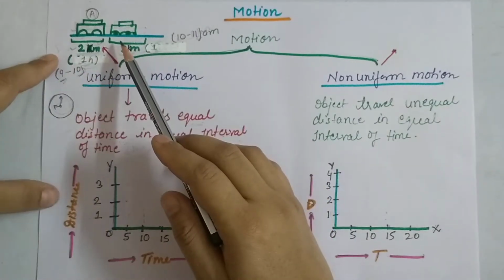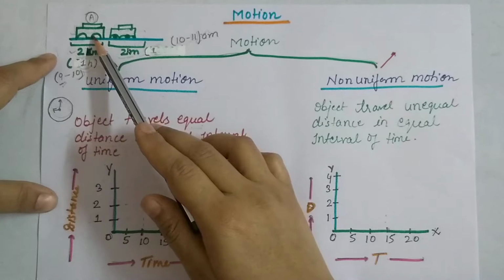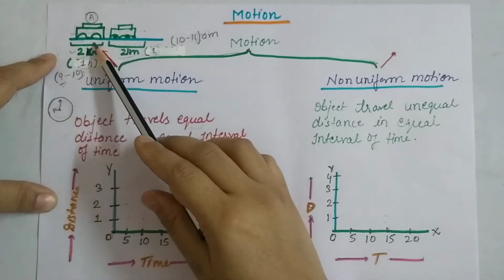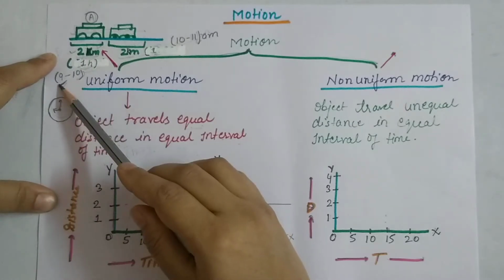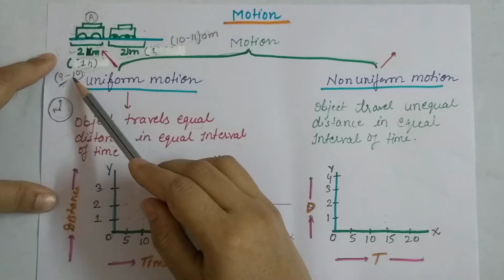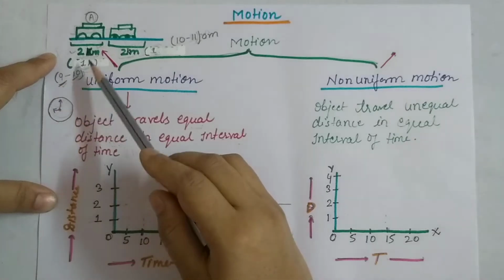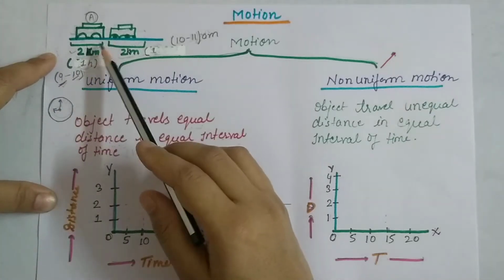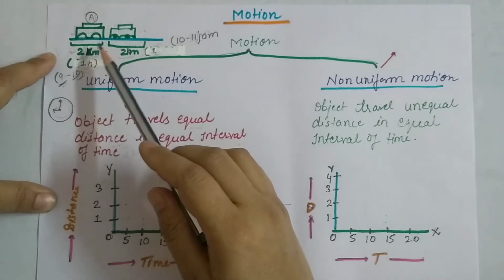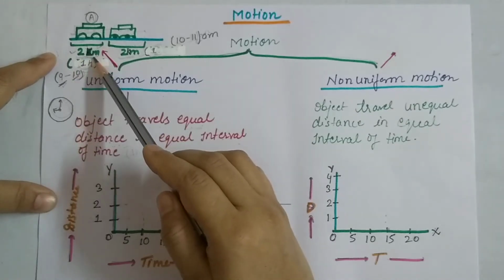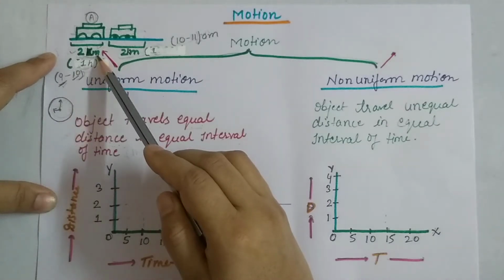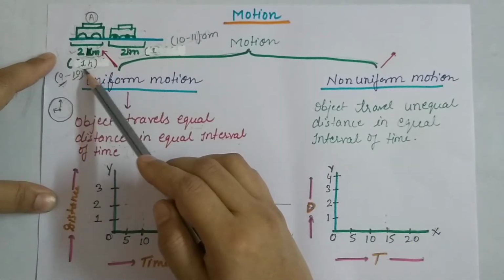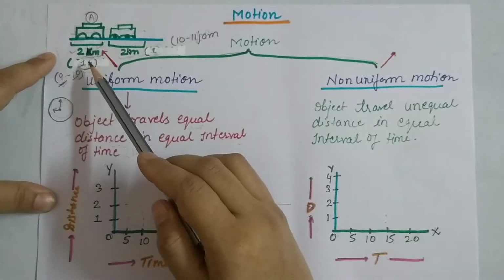Here you are able to see that here is bus A. This bus starts moving at 9 a.m. and after 1 hour, at 10 a.m., when we check, we will find that this bus covered 2 kilometer. So it starts at 9 o'clock, and at 10 o'clock it covers 2 kilometer. So in 1 hour it covers 2 kilometer.